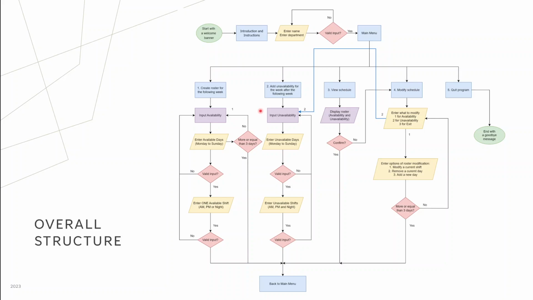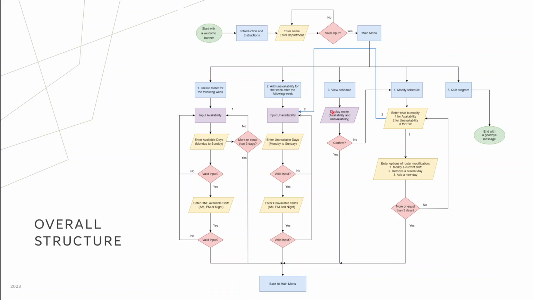In the second prompt, users are required to enter their unavailable days for the week after the following week, also by selecting from a given list of days. For each chosen day, they can select as many shifts as needed. For example, if they are unavailable for the whole day, they just need to enter all shifts: AM, PM, and night. And in the third prompt, the final schedule is displayed in a table format, and users are required to confirm it. If they confirm, they are prompted back to the home menu, completing their roster building process.